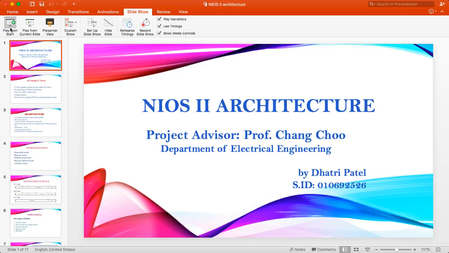So let's talk about its architecture. NIOS2 is a 32-bit RISC architecture. It is like MIPS but with a different instruction format. NIOS2 is a Harvard architecture, which means that it has different data memory and instruction memory. Both are separate. All registers are 32 bits, even instructions are 32 bits, and the address and data paths are all 32 bits. It consists of two parts, data path and control path.